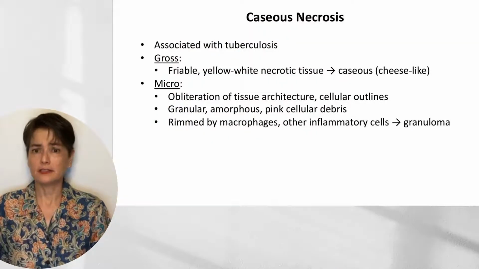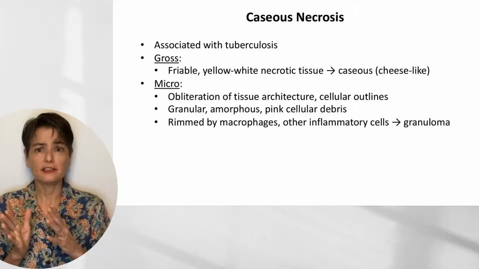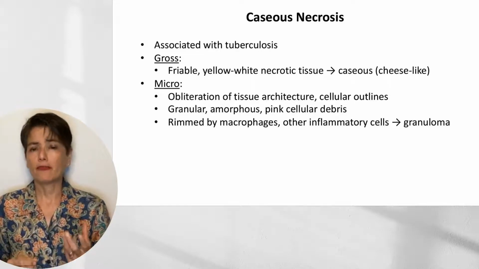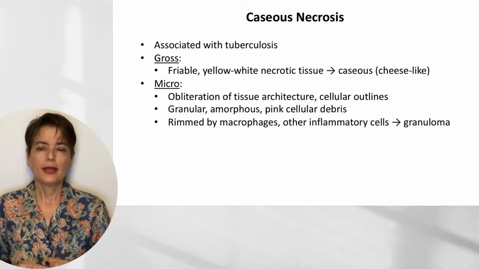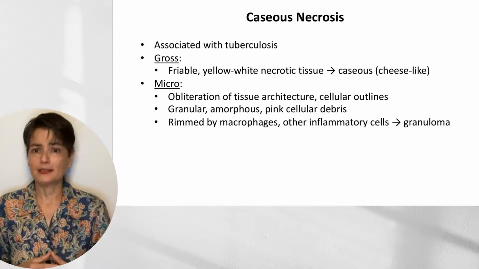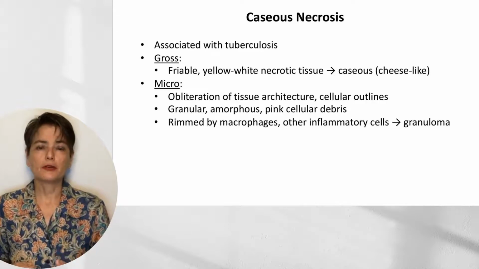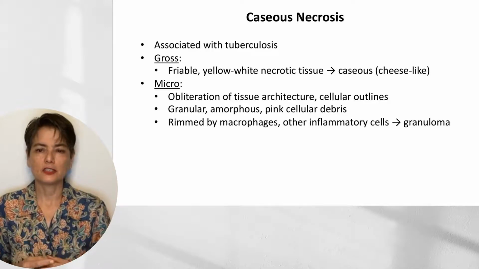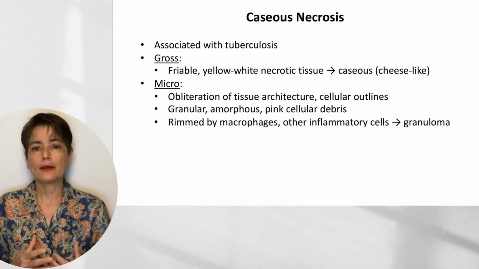This brings us on to caseous necrosis. So caseous necrosis is associated with tuberculosis. So when you see caseous necrosis, you should immediately start thinking tuberculosis. Grossly, it's characterized by friable yellow-white necrotic tissue. And I'll show you an image of this. It looks cheese-like, so that's why they use the term caseous. Microscopically, we're going to see obliteration not only of the tissue architecture, but also the cellular outlines. And this is going to result in this granular amorphous pink cellular debris. Now, this is classically rimmed by macrophages and other inflammatory cells, and that construct is called a granuloma.